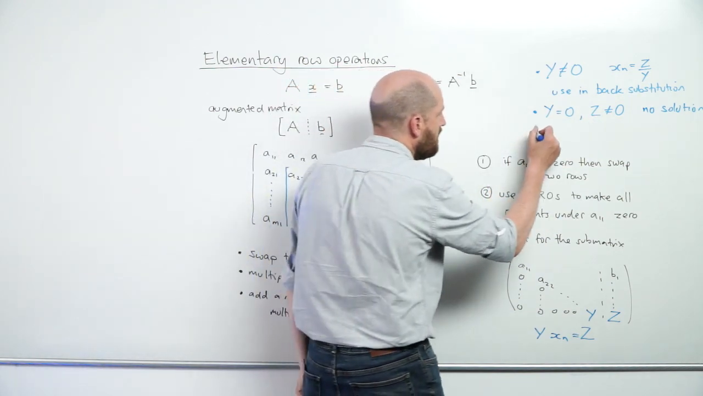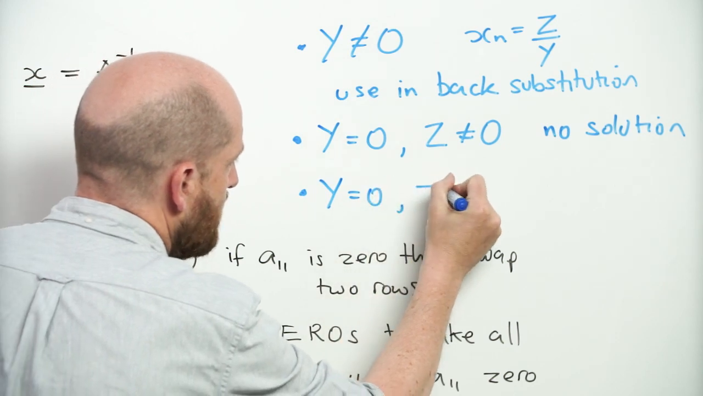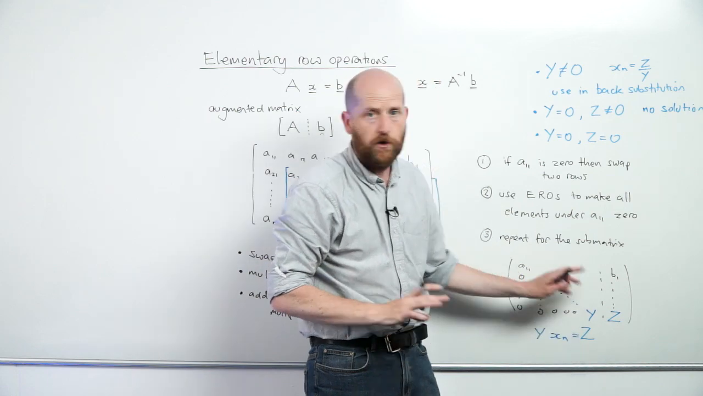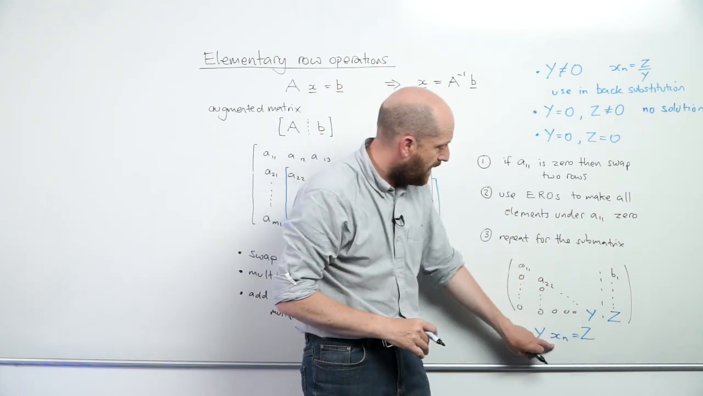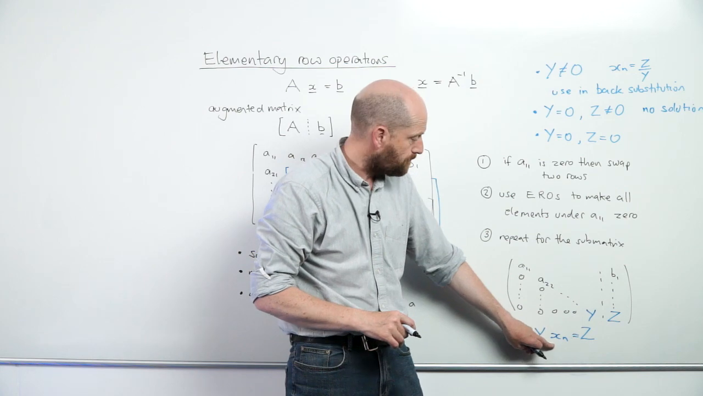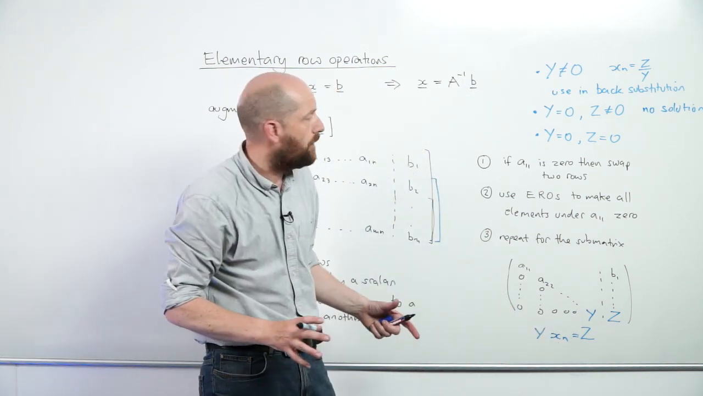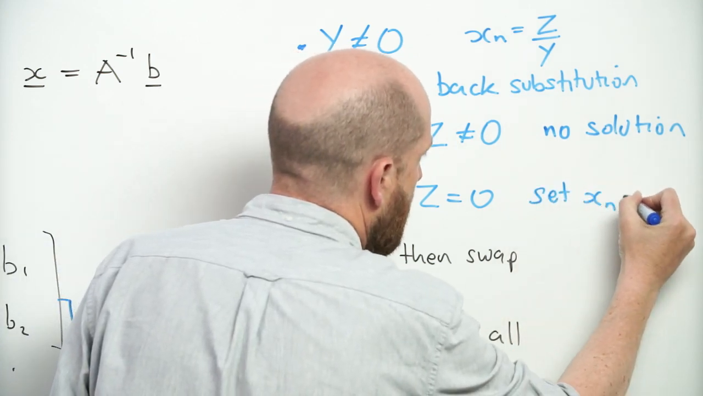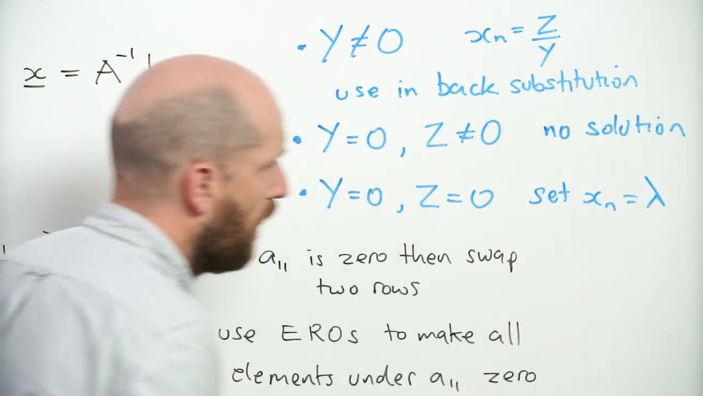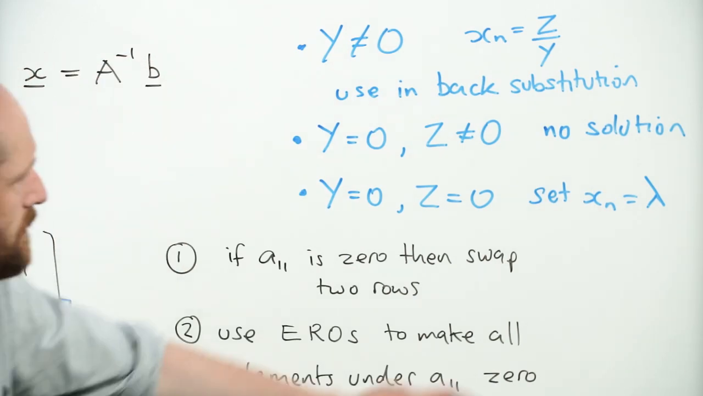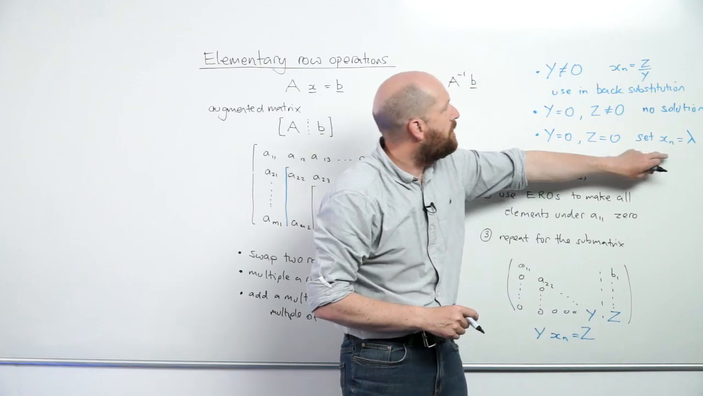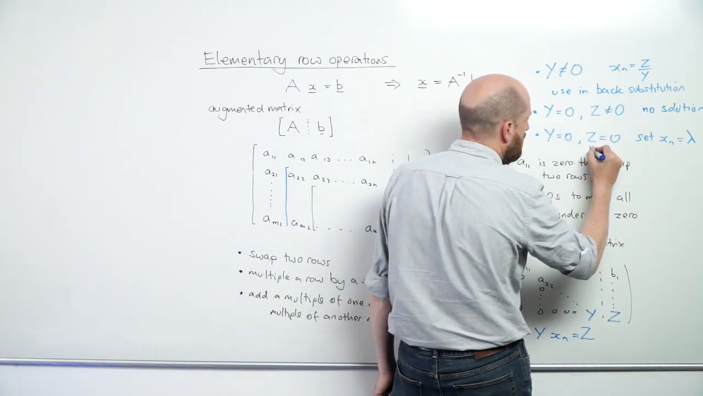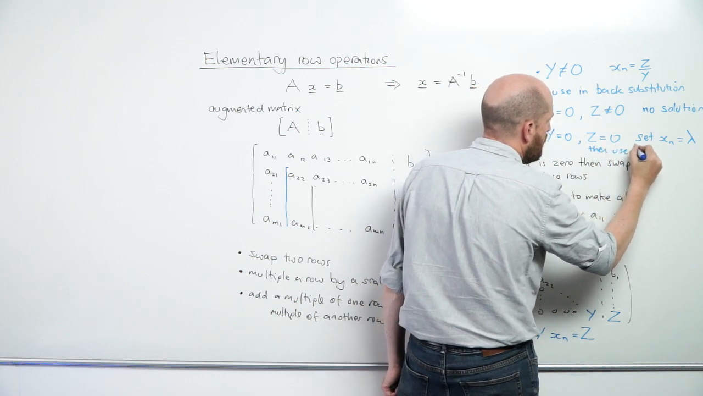The final case, when y equals 0 and z equals 0, what does this last equation tell me? It tells me 0 equals 0. Nothing wrong with that at all, except for the fact I can't find the value xn. So in fact, xn is any value. So what we do is we say, well, we'll set xn equal to some unknown. Often we call it the Greek letter lambda. So this is just an unknown value. And then I'm going to use back substitution to find all the other values.